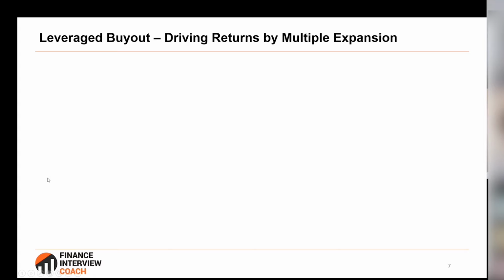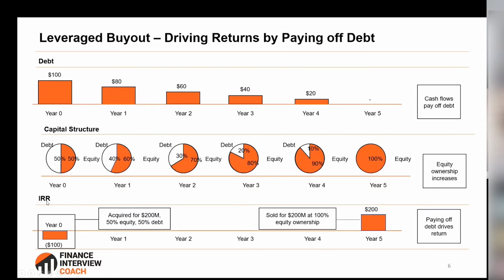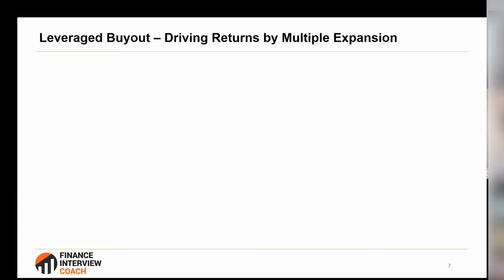The value of this company has not actually changed. It's still $200, but now we own 100%. So we've doubled our money just by paying off the debt. Using the cash flows to pay off debt is a classic way to drive returns.